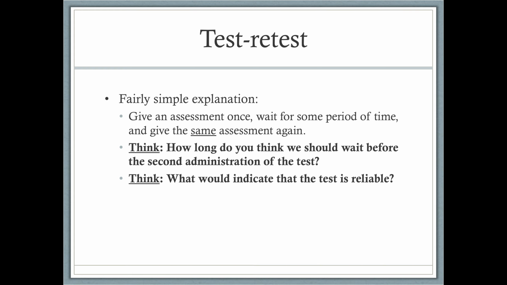But how long do we need to wait before the second administration of the test? And there's a range between 2 weeks and 6 weeks. Waiting longer than that, you're actually measuring change over time, right? If I gave it to you today and then again in a year, I'm not really testing reliability. I'm really testing, how have you changed over the course of a year, right?